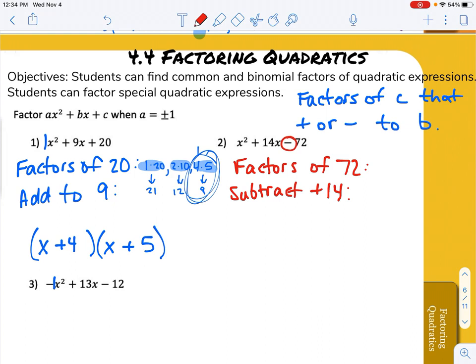So the factors of 72, we can just start listing them out. 1 and 72, they are not on the factor chart, so you just kind of got to know. 2 and 36. 3 and 24.